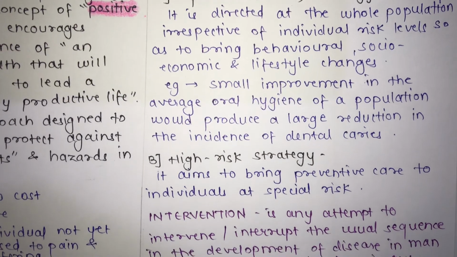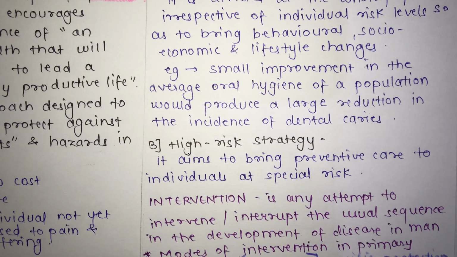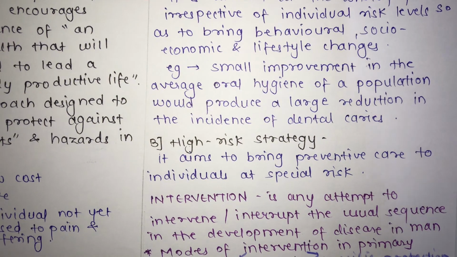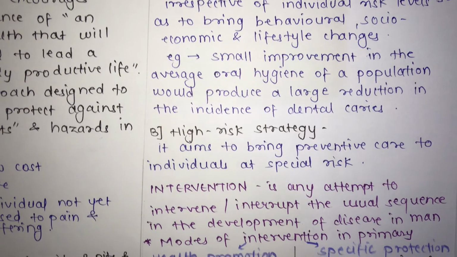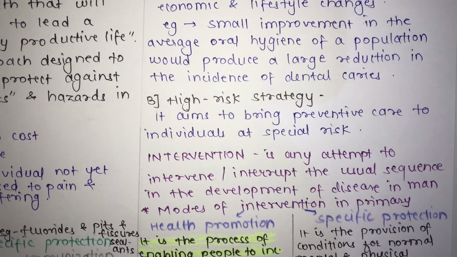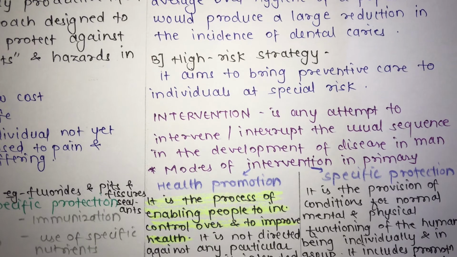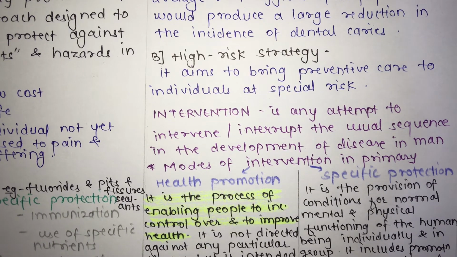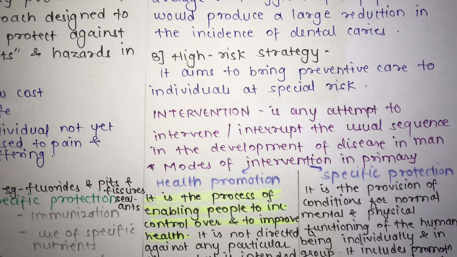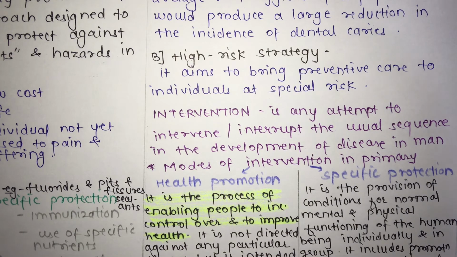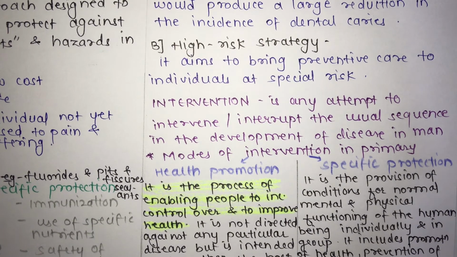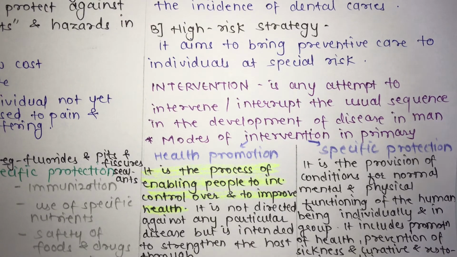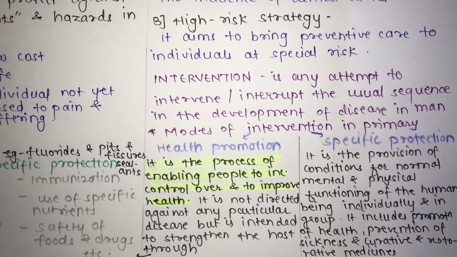Intervention is an attempt to intervene or interrupt the usual sequence in the development of the disease. There are two modes of intervention in primary prevention that we have seen, that is health promotion and specific protection. Health promotion is a process of enabling people to increase control over and to improve health. So health promotion is nothing but asking people to take care of their health. It is not directed against any particular disease, but is intended to strengthen the host through various measures, that is health education, environmental modification, nutritional intervention and lifestyle changes.